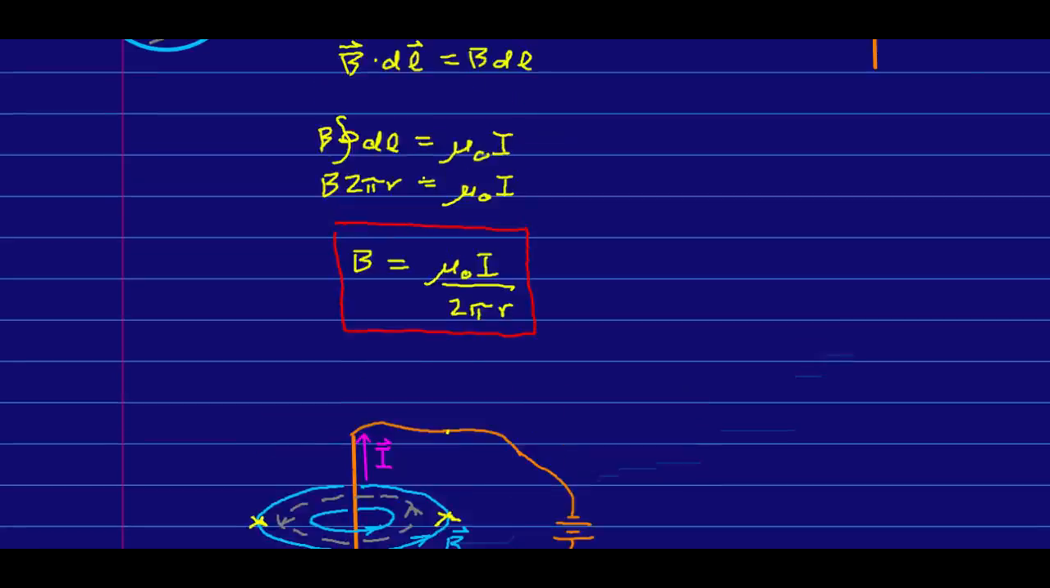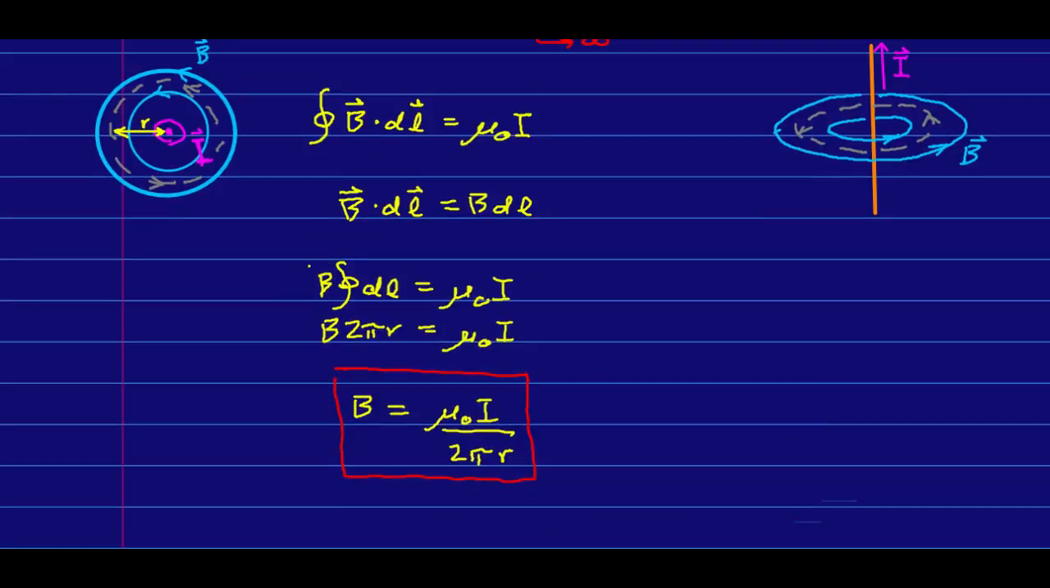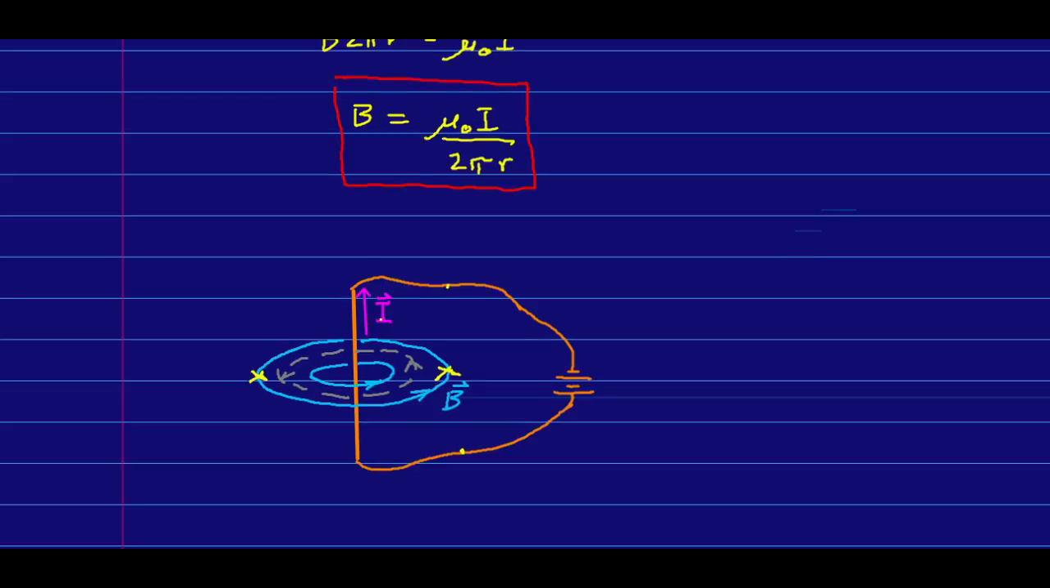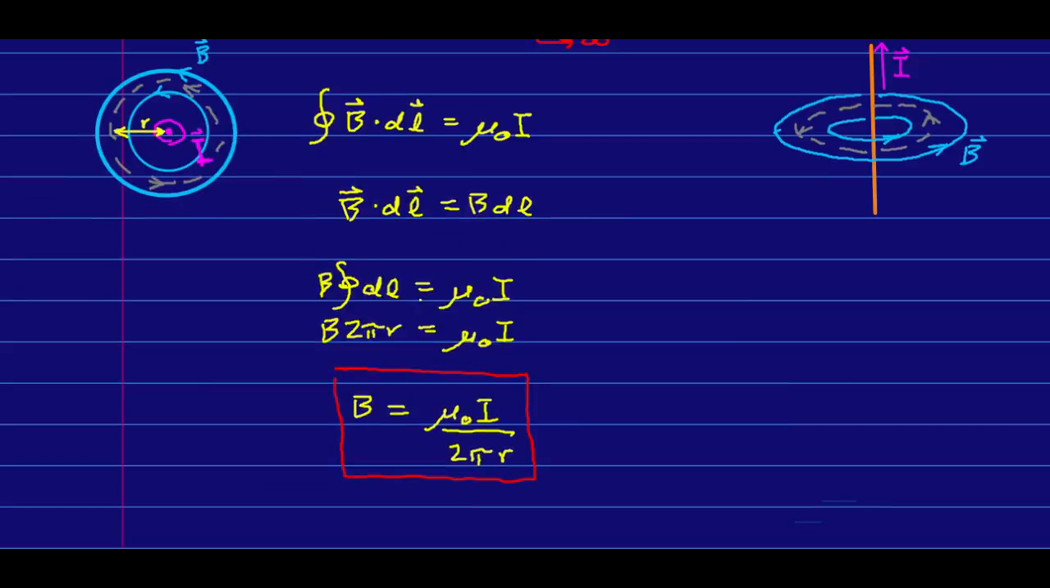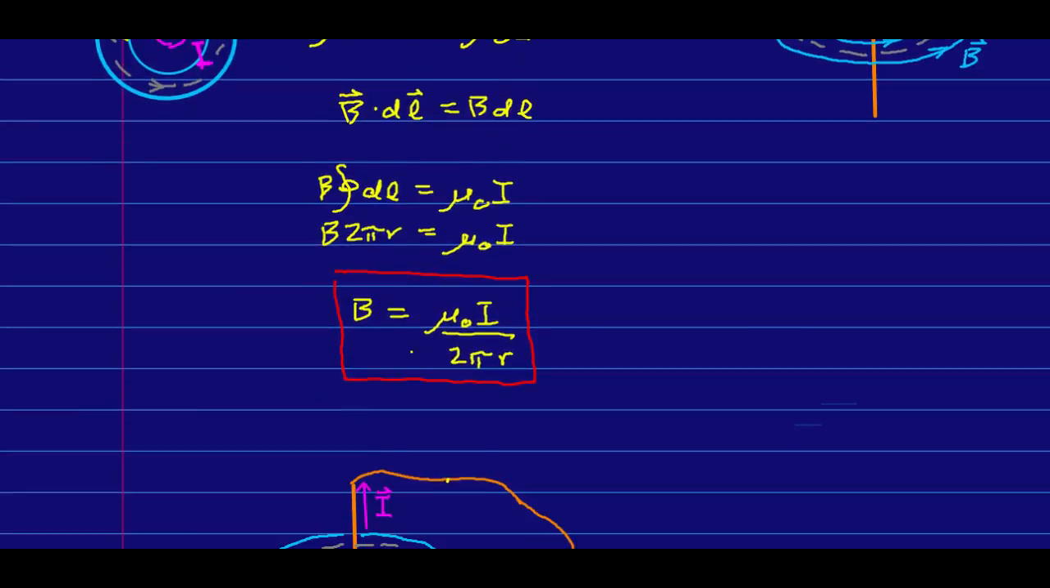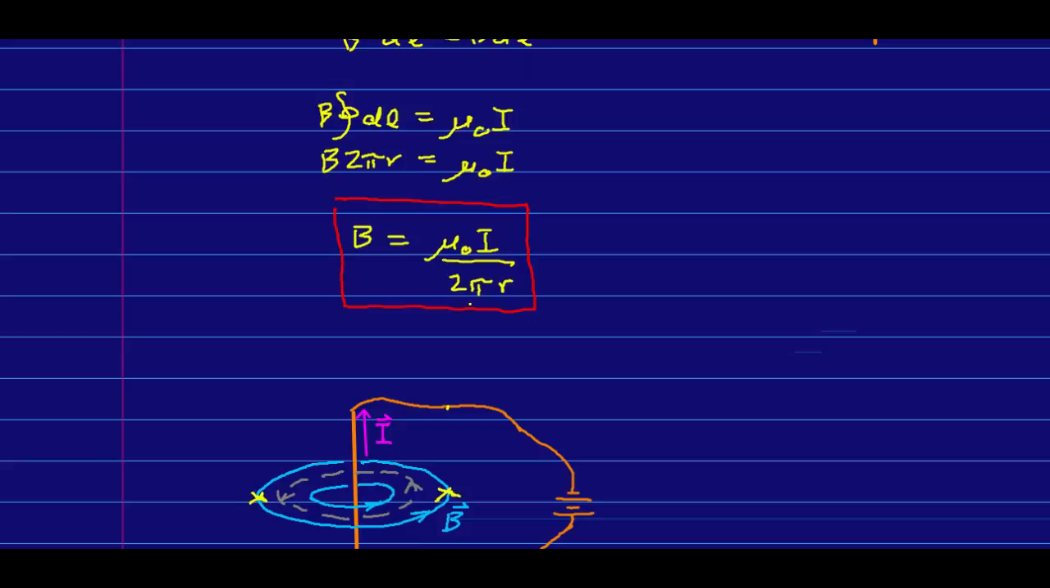But to get this result, we had to assume that the strength of the B field was the same everywhere on our path. And so if our wire isn't infinite, and that means there must be other wires nearby, otherwise how did we get the current in this wire, then the whole argument falls apart, and we can't do this, and this isn't the correct expression for the B field strength.